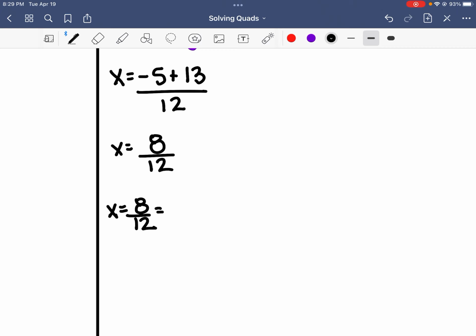I know that 4 can go into both of these. You can do these by 2s to be safe, but I know that 4 goes into both of these numbers. So I'm going to rewrite my fraction using 4s. I know at the top that 4 times 2 gives me 8. And at the bottom, 4 times 3 gives me 12. I have created successfully a giant 1. And I get that this is equal to 2 over 3. And that is my first answer.